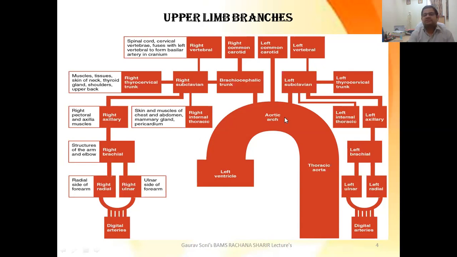On the left side, everything is the same except that the left common carotid artery is a direct branch of the aortic arch. So this is basically the difference between the right side and the left side of the upper limbs. So remember the reasons. Then, as per the reason, the name will follow. There will be certain specific characteristics also, which we will talk about in the specific branches only.